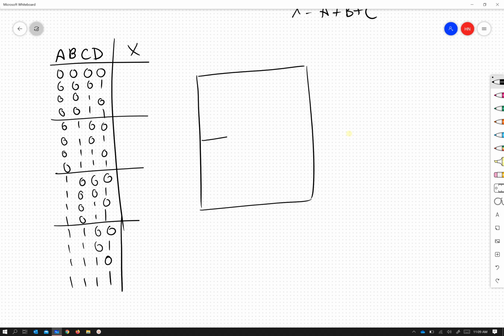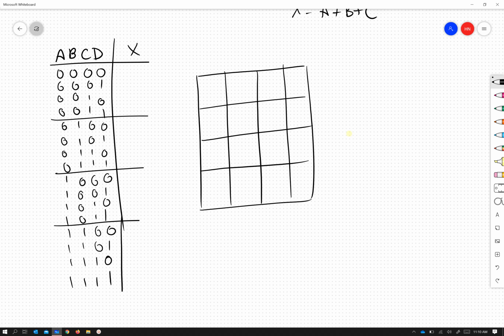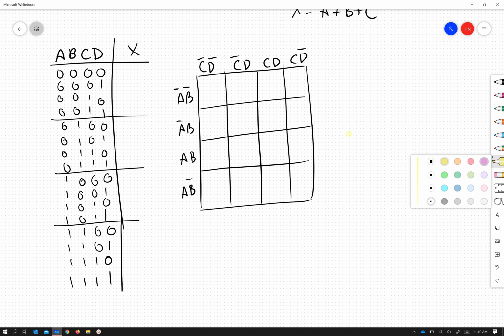Okay, so to fill in this K-map, before I give you an example, I'm going to tell you that there's the same pattern on the left and on the top. So again, we're going to put AB on the left, and we're going to put the first 3 and the last one. And CD on the top, and it's the first 3 and the last one. So you should be aware that the pattern is going to be the same as we're filling it in.